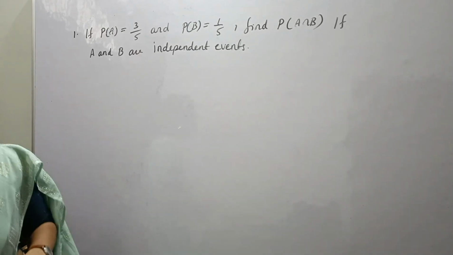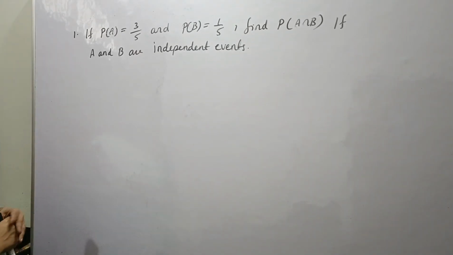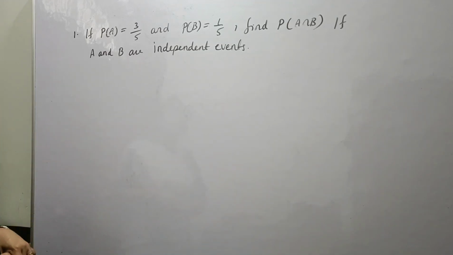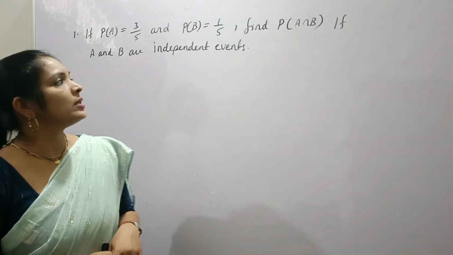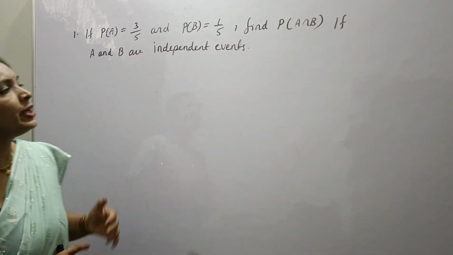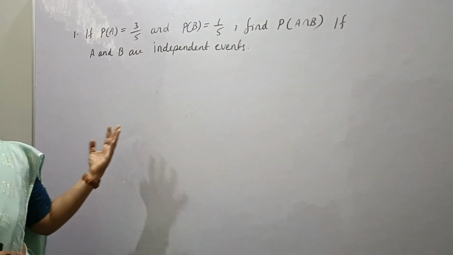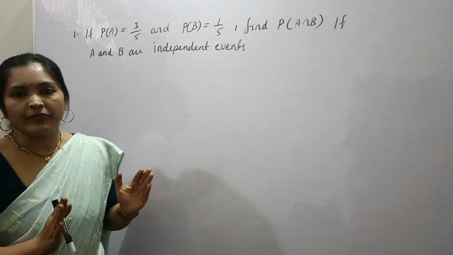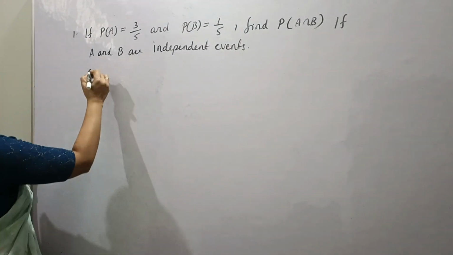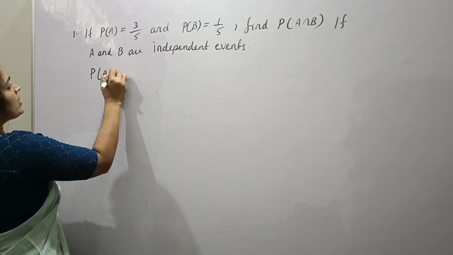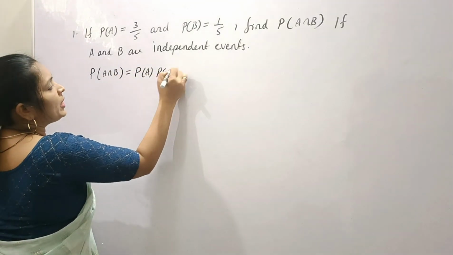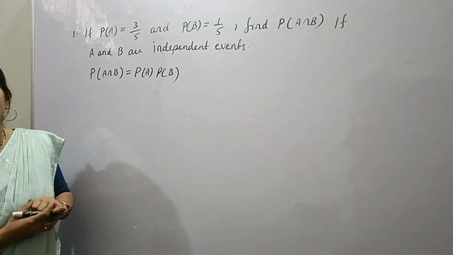Now let's go through exercise 13.2. First question. If probability of A is equal to 3 by 5 and probability of B is equal to 1 by 5, find probability of A intersection B if A and B are independent events. Here it's given that A and B are independent events, then what is the value of probability of A intersection B? Okay. So we know that probability of A intersection B is equal to probability of A into probability of B if A and B are independent events.